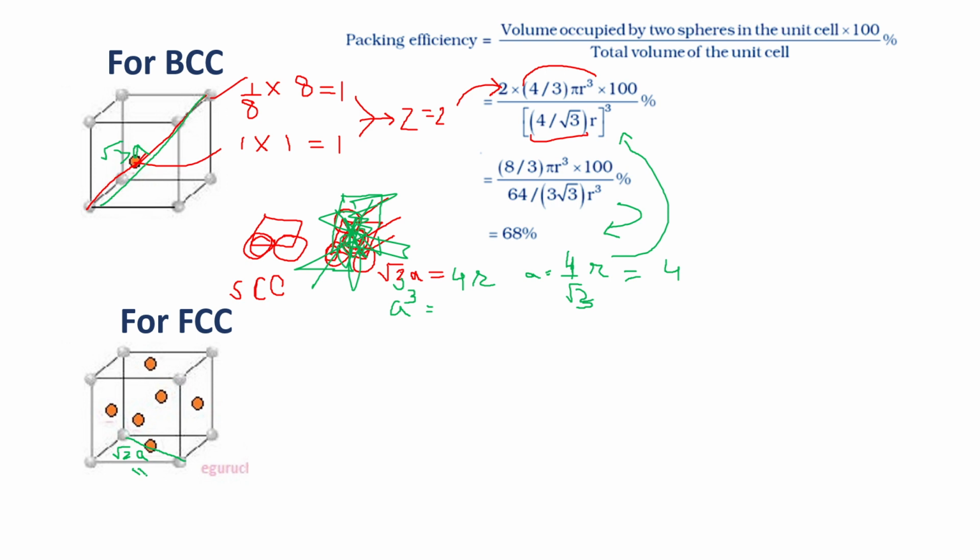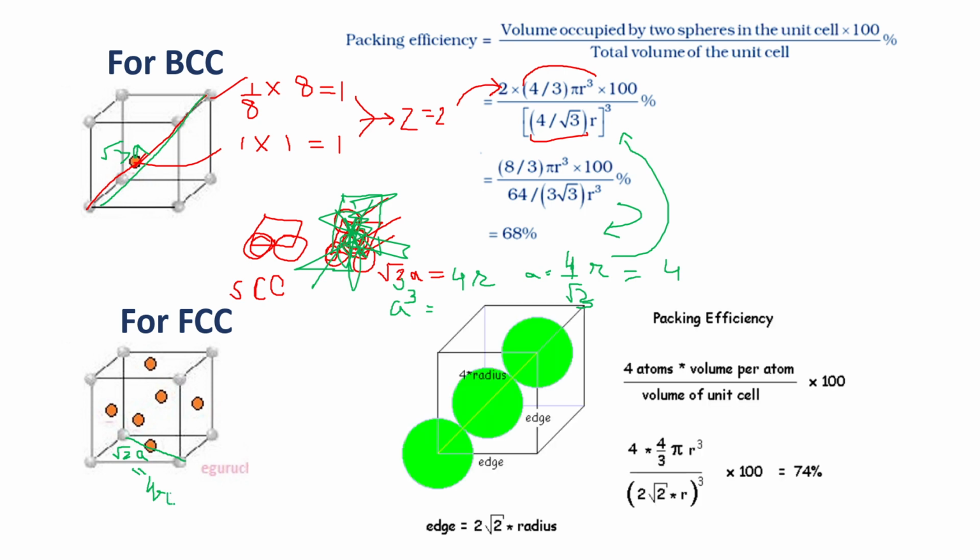I told you above, no? Under root 2a will be equal to 4r. So the packing efficiency here you can see clearly. This is the radius of one sphere. This is the diagonal of the one sphere, and this is the radius of another sphere. So this distance, that is under root 2r, is equal to 2a is equal to 4r.